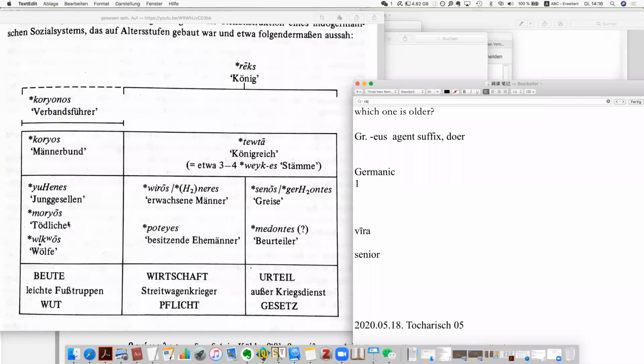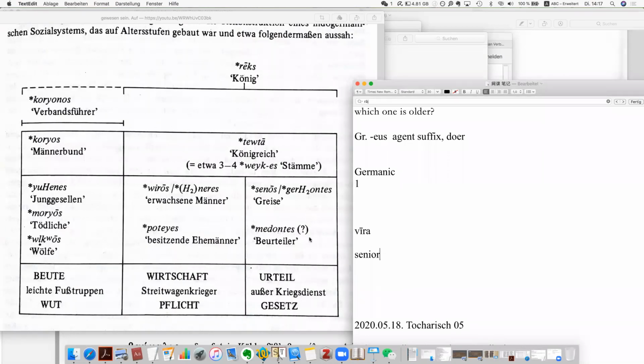So you can actually see the structure of the ancient Indo-European society. This is the Wirtschaft, the economy, and also responsibility. And they are actually the Streitwagenkrieger, the soldiers of the war chariot. You can check the German words in your dictionary. It's pretty easy.